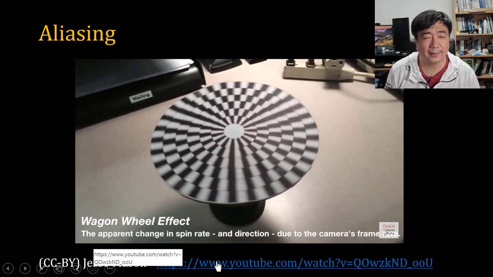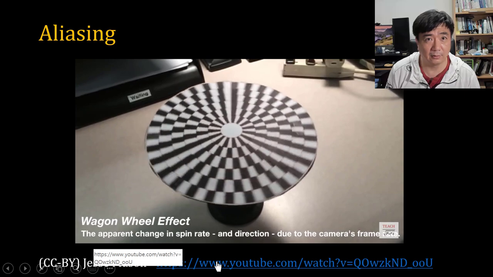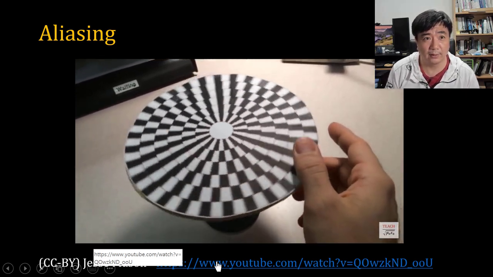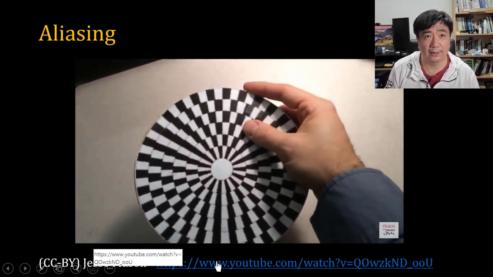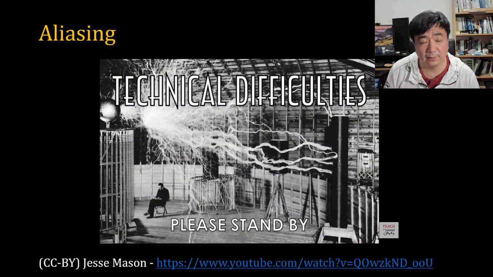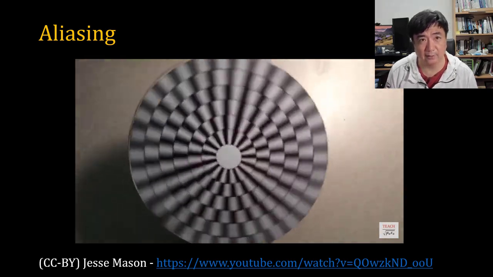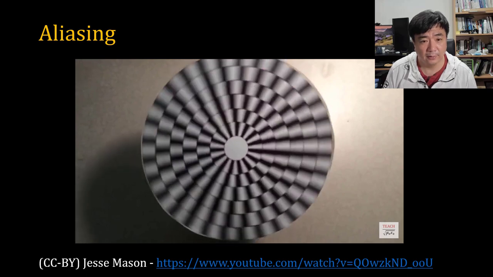Actually, you can see that phenomenon when we are driving on the road. When a wheel looks like it is rotating slowly backward, it's quite natural and quite frequently we can see it in nature.